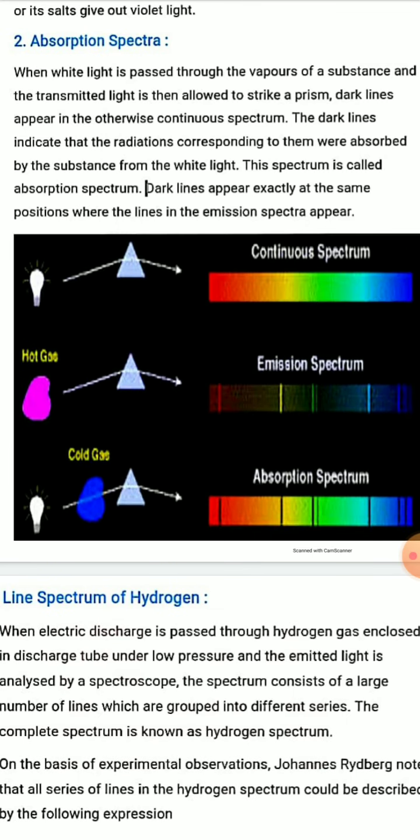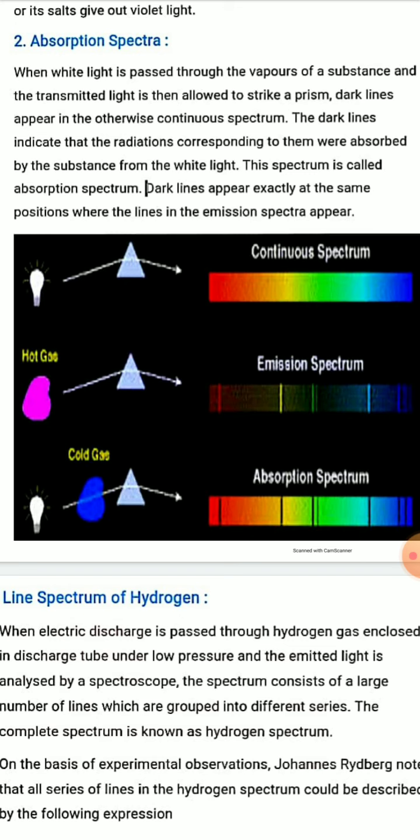Here, see the figure. First one, image of continuous spectrum, second, emission spectrum, and third, absorption spectrum. Continuous spectrum and line spectrum are types of emission spectrum. That is, emission spectrum is of two types: one is continuous spectrum, another is line spectrum. And continuous spectrum is formed when white light, that is sunlight or light produced from a glowing bulb, is passed through a prism. You will get continuous spectrum.